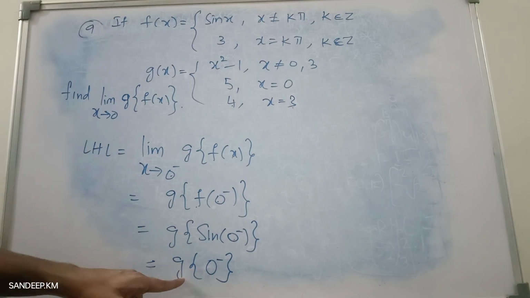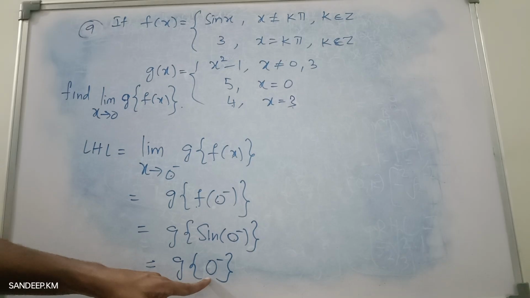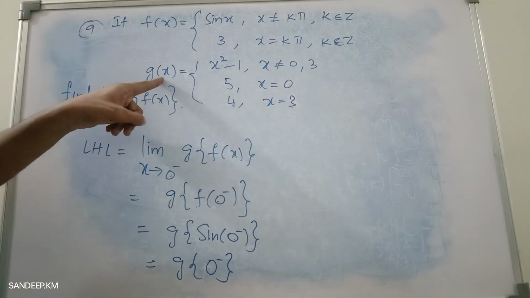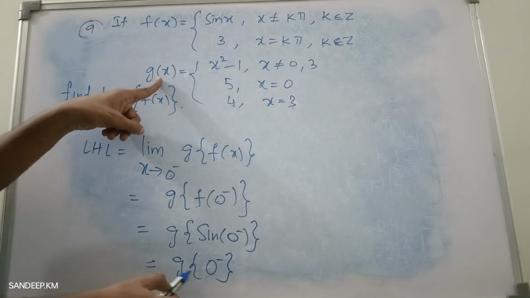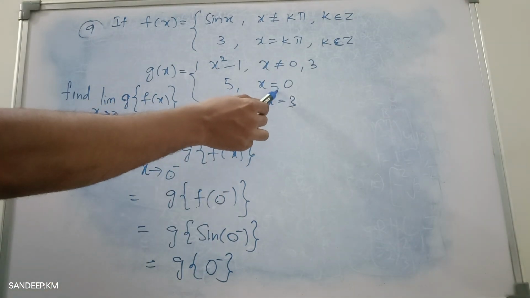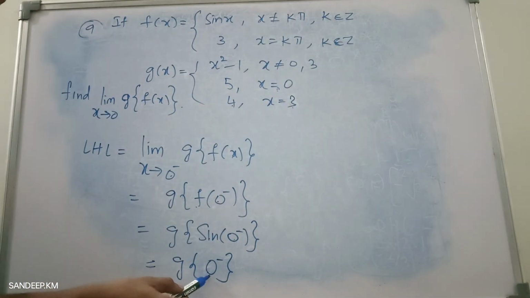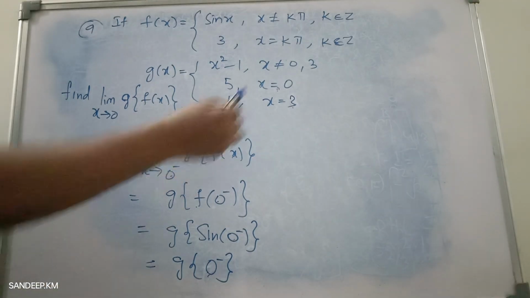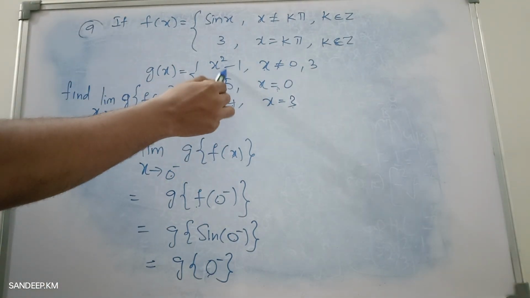So g of 0 minus. 0 minus means an input which is not 0 but less than 0. Go to the function g. See, it is not 0. The input is not 0. So don't take this one. The input is not 0. 0 minus means less than 0. So the input is not 0. Na? Take this function.